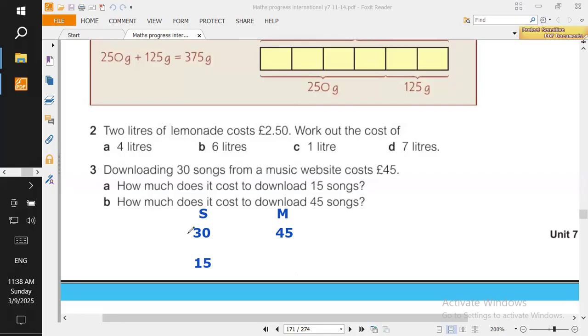So when you look at this, you'll notice, how did the 30 become 15? Very good, by dividing by 2. So here we divided by 2. This means that we're going to do the same here. We're going to divide by 2, find the cost of 15 songs. So here, 45 divided by 2. 40 divided by 2 is 20, and then the 5 is 2.5. So 22.5 pounds, and this is how you work out the missing numbers in direct proportion. Now let's move on to the next question.